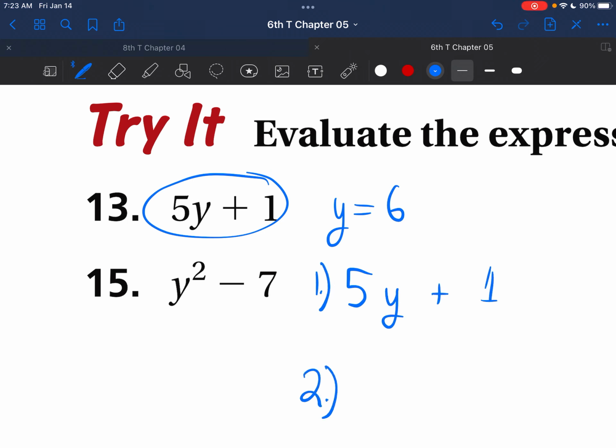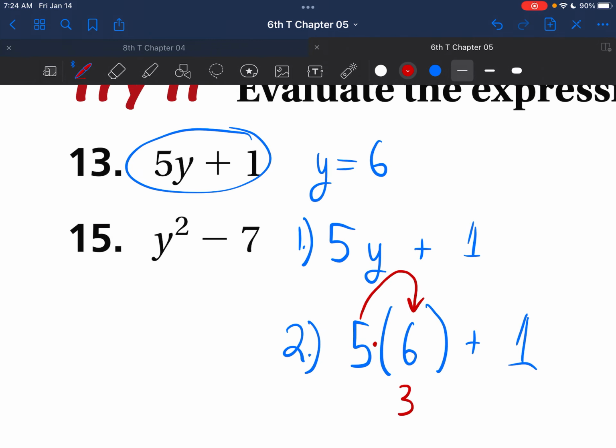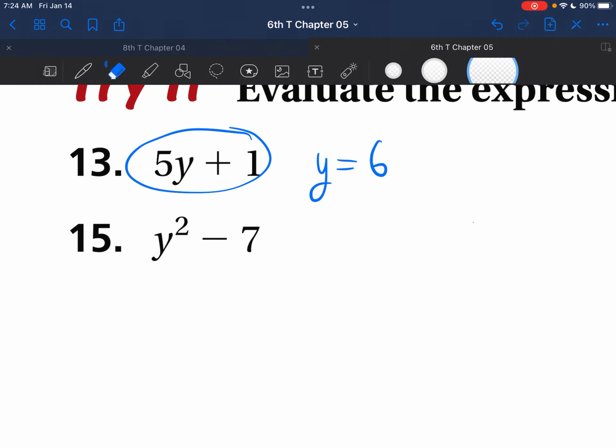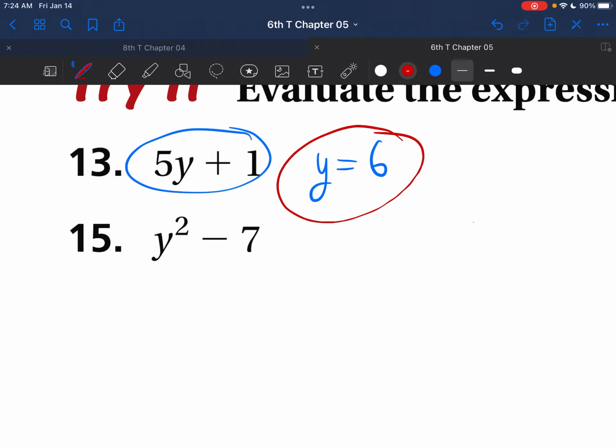So what operation is invisible again over here? That's going to be multiplication. So that's 5 times 6. What's 5 times 6? 5, 10, 15, 20, 25, 30. So that's 30. And then 30 plus 1 gives you 31. Good job. Let's try another one. Let's try the one right below it. So we know, again, our evaluation is y is equal to 6.